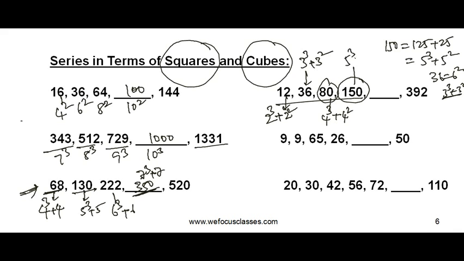So this is 5 cube plus 5 square. So obviously the next number we'll be getting will be 6 cube plus 6 square. That is 216 plus 36. So you will be getting the answer as 252. So the answer is 252. The problem can be given like this also.